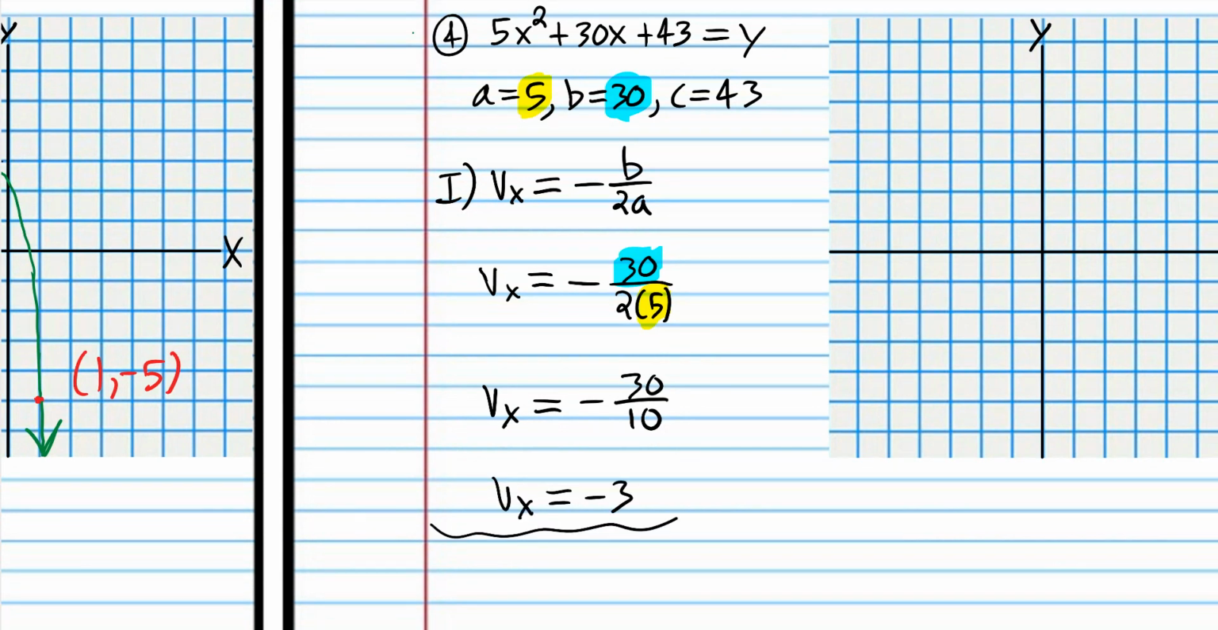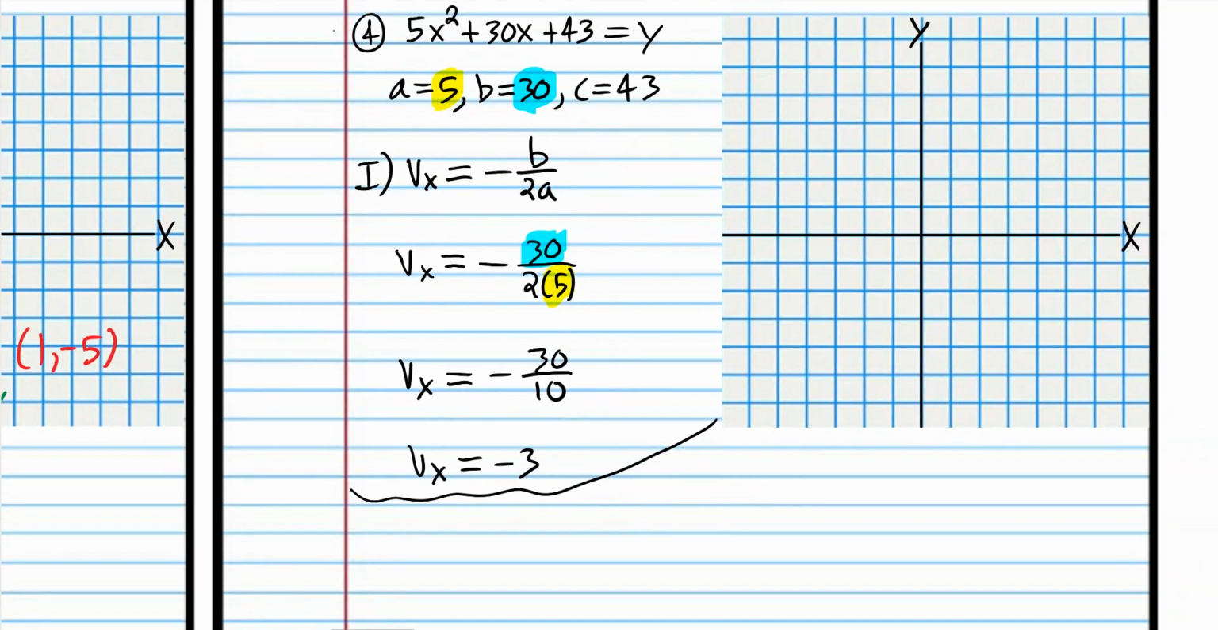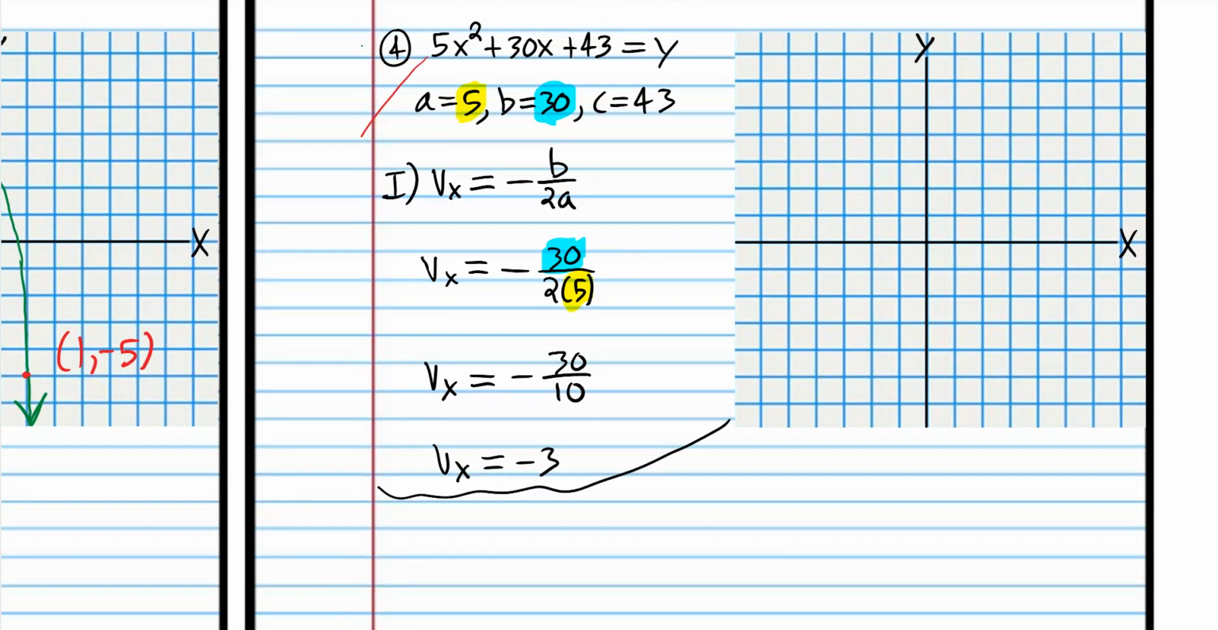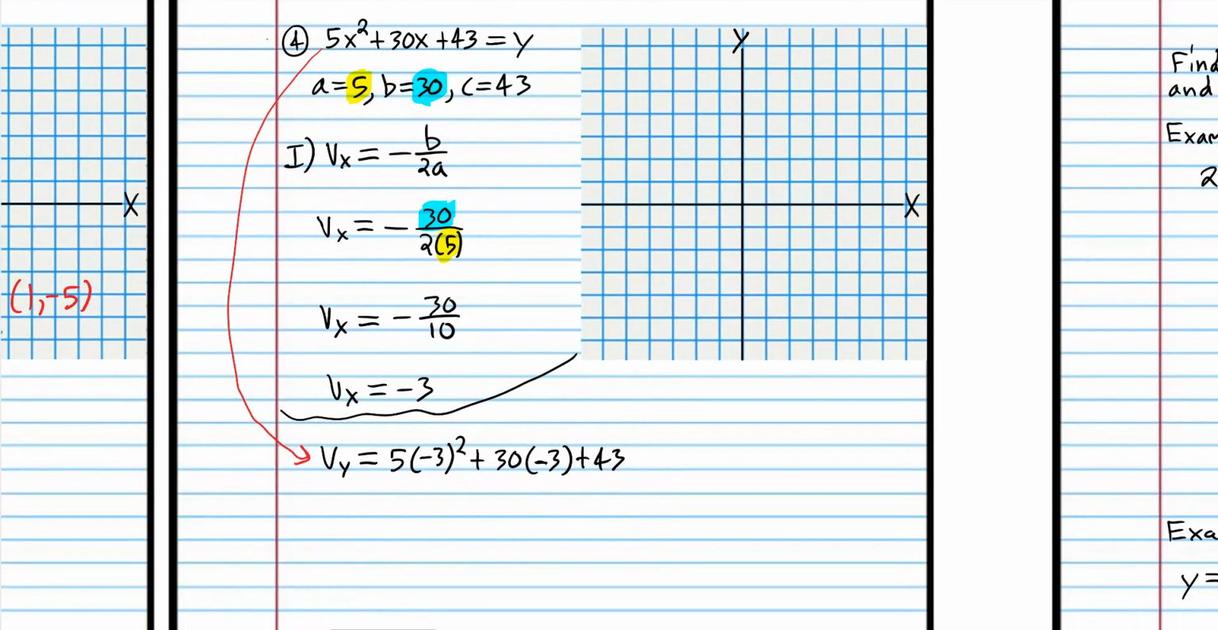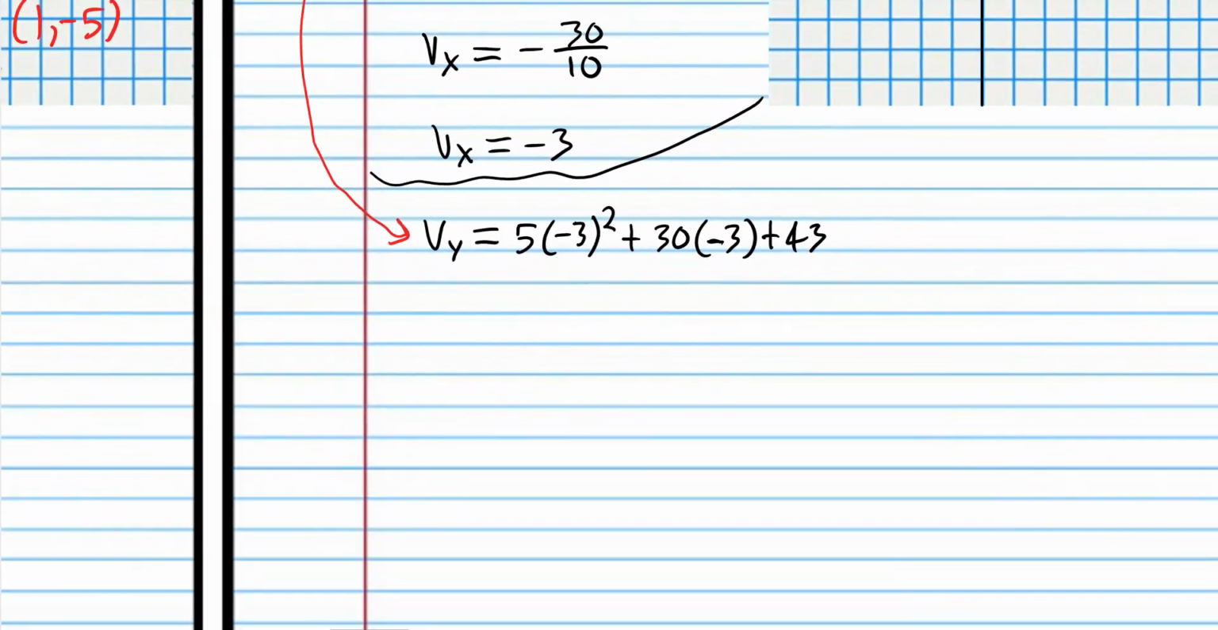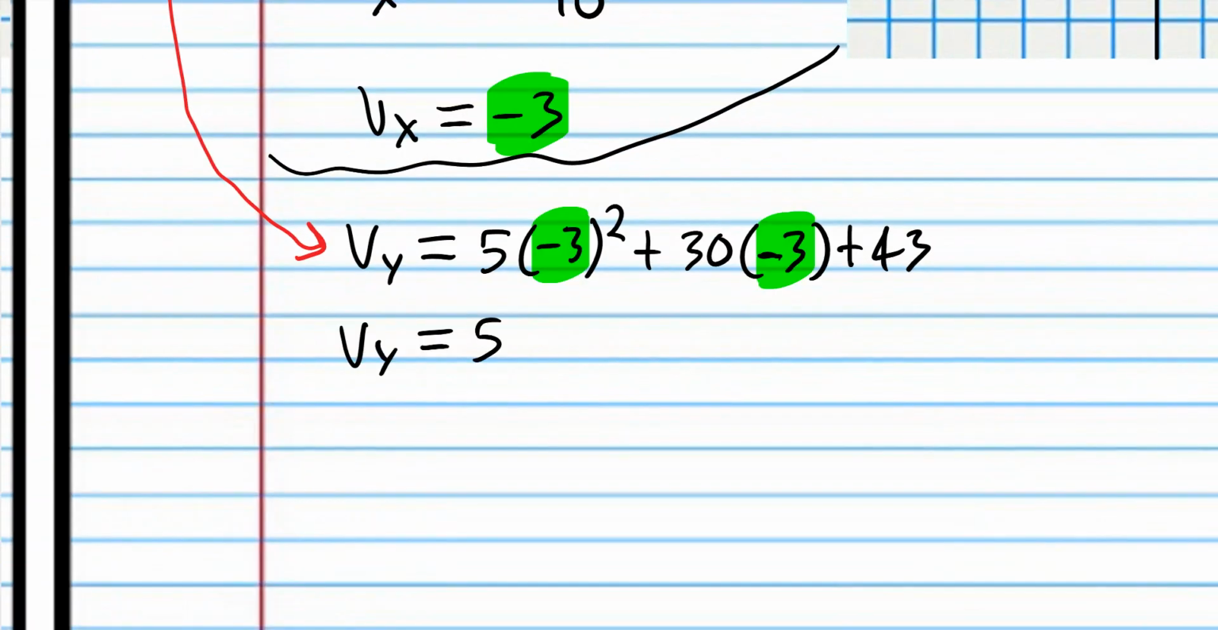negative 3. So now, again, if we're going to find the vertex, we have to find two values, the x value of the vertex and the y value of the vertex. So the y value of the vertex is equal to 5 times negative 3 squared plus 30 times negative 3 plus 43. And now we just have to do the math. So negative 3 squared is 9.